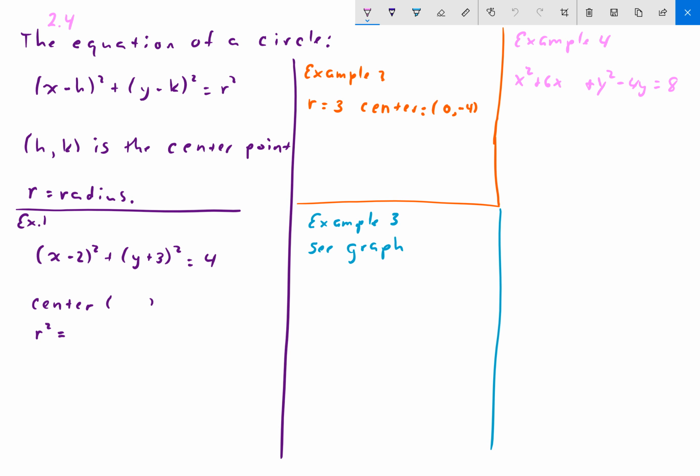So I'm here to do a video on the equation of a circle, and it's actually a kind of neat topic. It's section 2.4 for Math 105 in the textbook. So here's what you need to know.